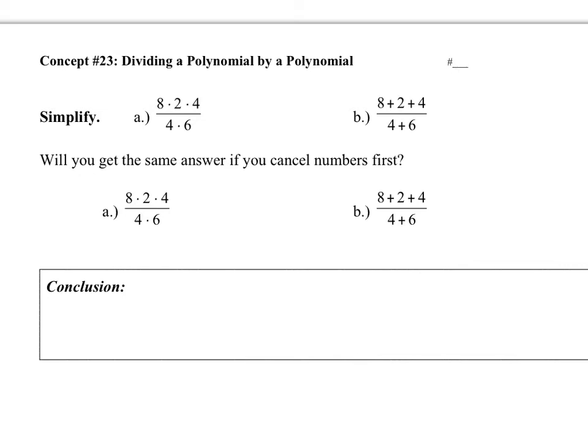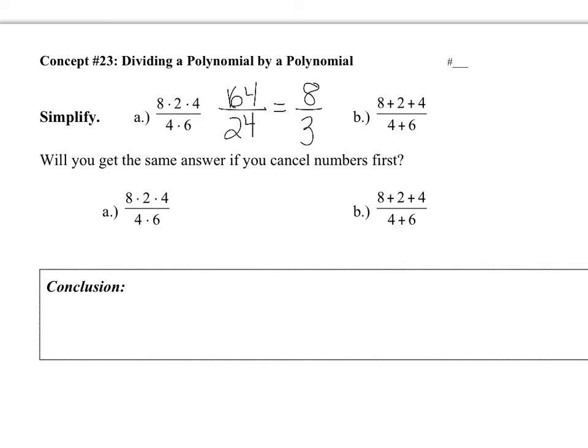So if I'm going to go ahead and multiply the top, 8 times 2 is 16, and 16 times 4 is 64. So on the top, I'm going to have a 64. And then on the bottom, we're going to do 4 times 6, which is 24. And then if you think about this, we can reduce this. If I look at 64 and 24, both of those are divisible by 8. So I could divide by 8, and I would get 8 over 3. And so this answer would be 8 over 3. Pretty simple. We know how to do that.